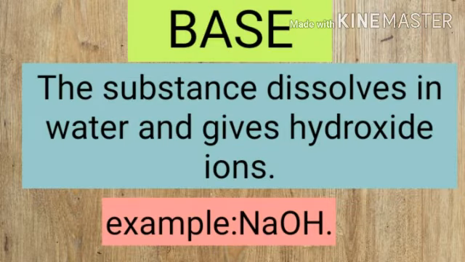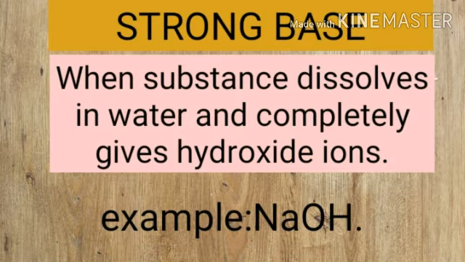And next one is the base. When a substance dissolves in water and gives OH minus ions, it is called as base. For example, sodium hydroxide. And bases are also of two types. One is strong base and another one is weak base. What is strong base? When a substance completely gives OH minus ions, that is strong base. For example, sodium hydroxide dissolves in water and gives sodium plus and OH minus ions.